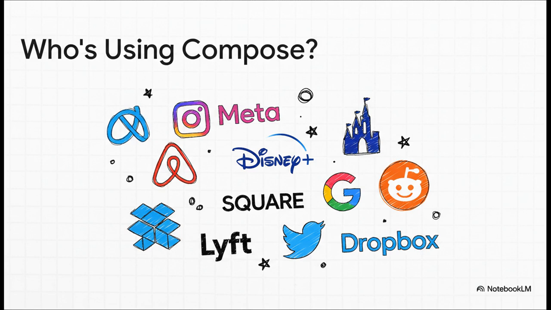And we are talking about the absolute biggest names in tech. Meta with Threads and Instagram, Airbnb, Disney+, Square, Lyft, Reddit, Twitter, Dropbox. The list just goes on and on. These aren't small, simple apps. These are trusted, complex applications that have bet their entire future on Compose.